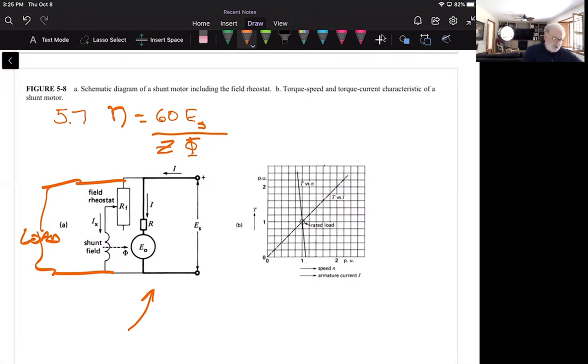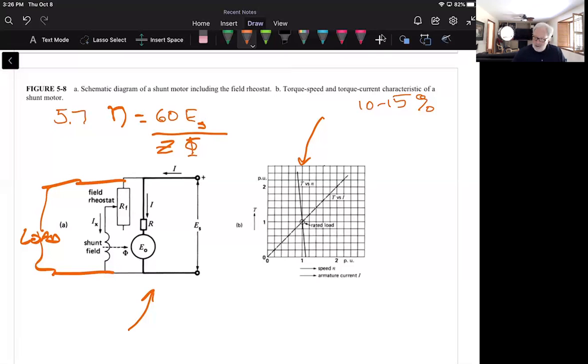Now, the speed of this shunt motor stays pretty much constant from no load to full load. And that's what we're seeing in this particular curve here. In small motors, it only drops 10 to 15% when fully loaded. Okay, so say the motor is running at no load, and then I couple a load to it, and the speed will only vary 10 to 15% from no load to full load. And in big machines, that drop is even less.